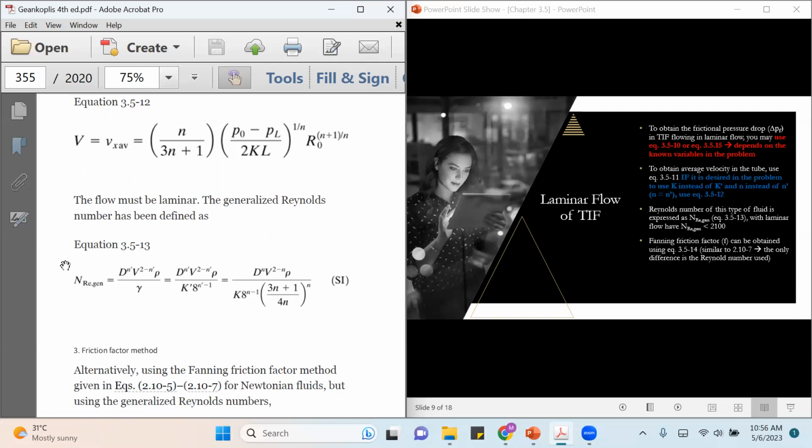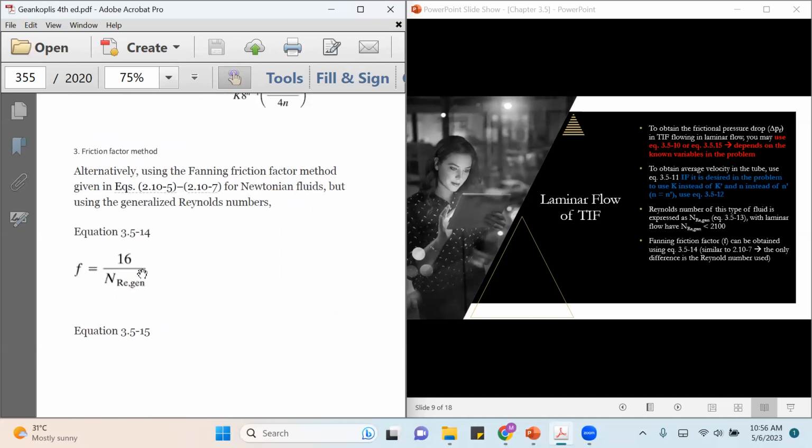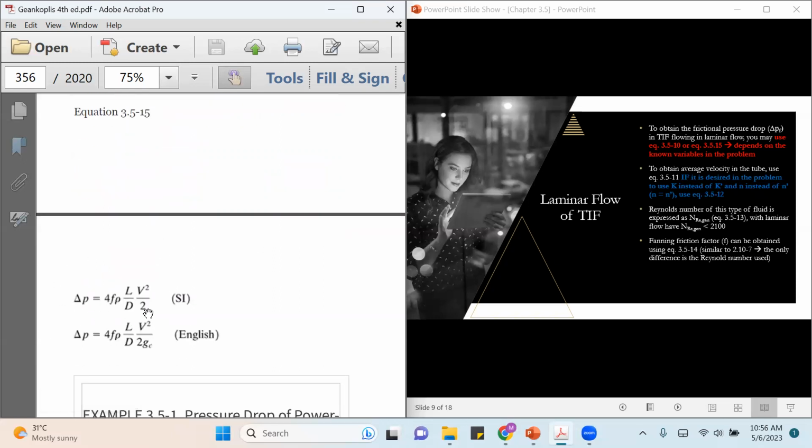Oh, sorry, I don't want to use the equation above this sub-chapter. Okay, then you can use the Fanning friction factor. This Fanning friction factor will be used in this equation of 15.